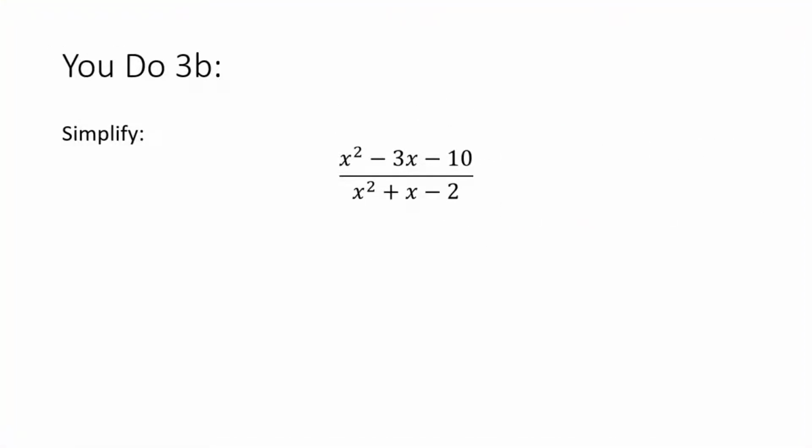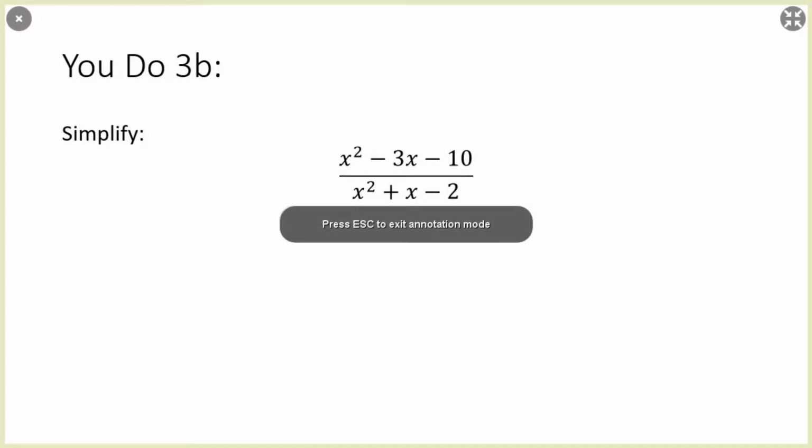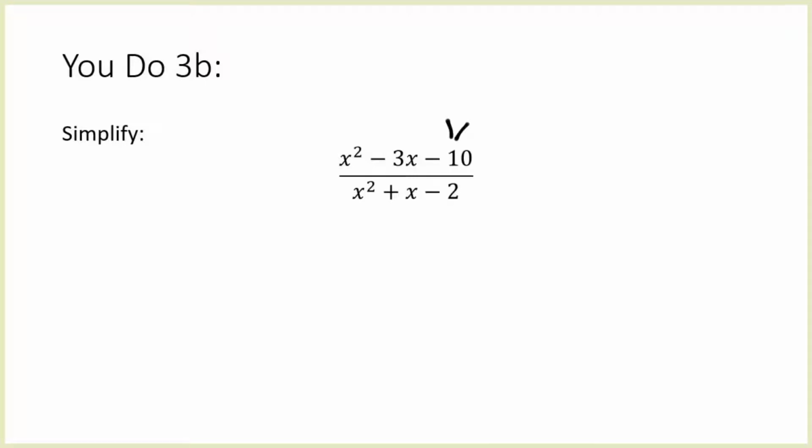Okay, here's another one for you to try. Okay, let's take a look at it. So this will be x and x. This one will be, let's see, negative 5 and positive 2. I think that'll work. Yeah, that'll work nicely. X minus 5, x plus 2.